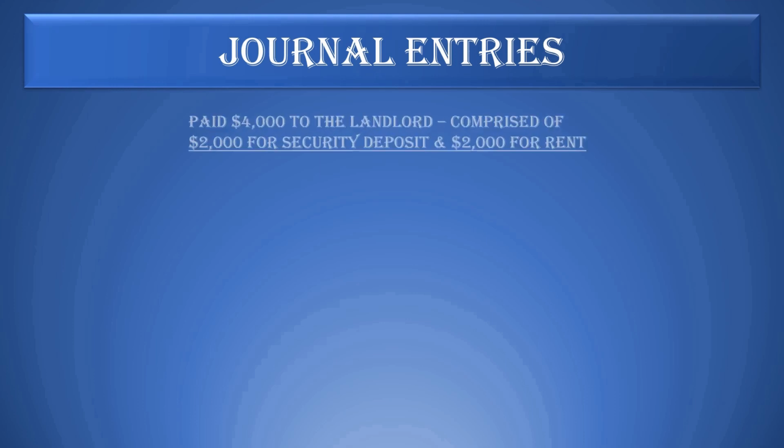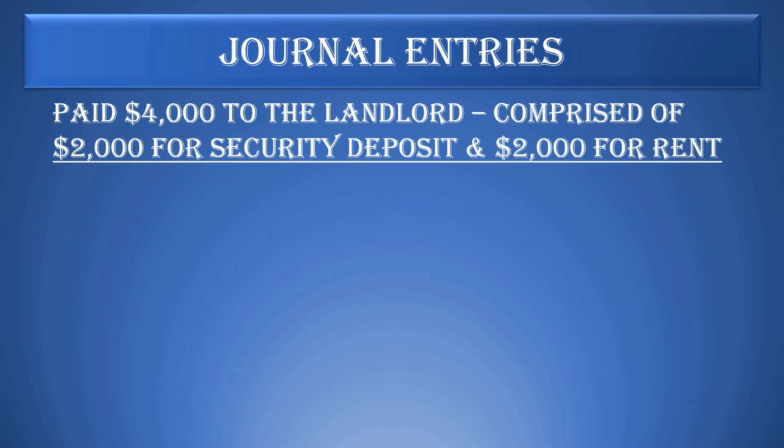The next transaction that took place is that the business owner signed a lease for office rent and processed a payment of $4,000 to the landlord. This payment comprised a $2,000 security deposit and $2,000 payment for current month rent. Let's analyze this transaction so we can come up with a journal entry.